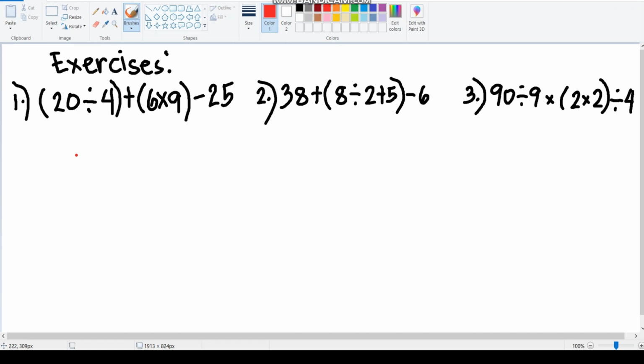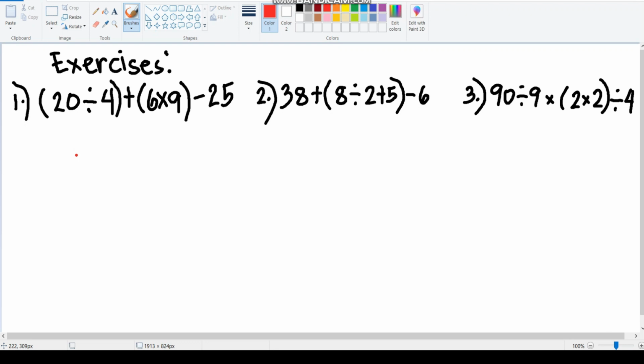Okay, I have here 3 exercises that we need to simplify and to find the simplest answer for the given expression. So let us start with number 1. In number 1, we have the quantity of 20 divided by 4 plus the quantity of 6 times 9 minus 25. So according to PEMDAS, we have to start solving first the parentheses.